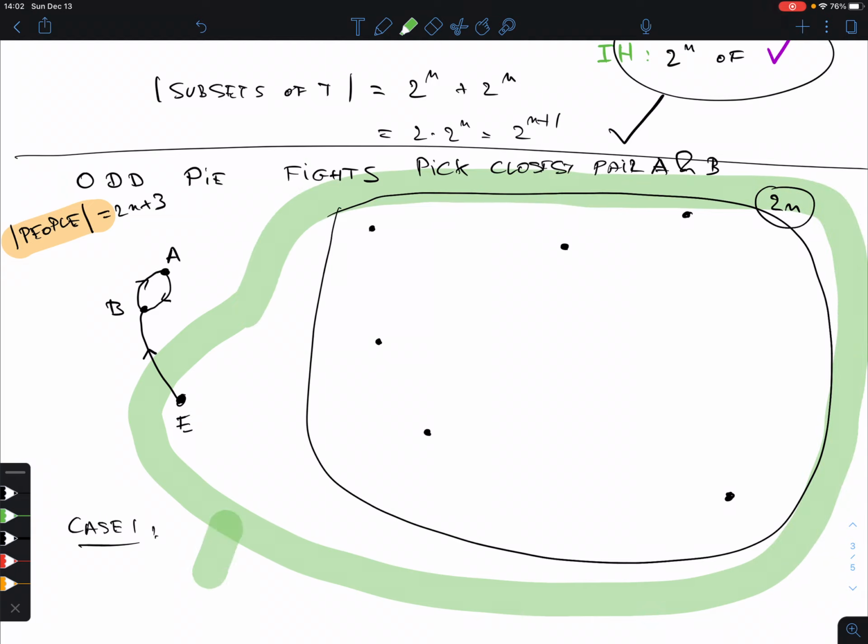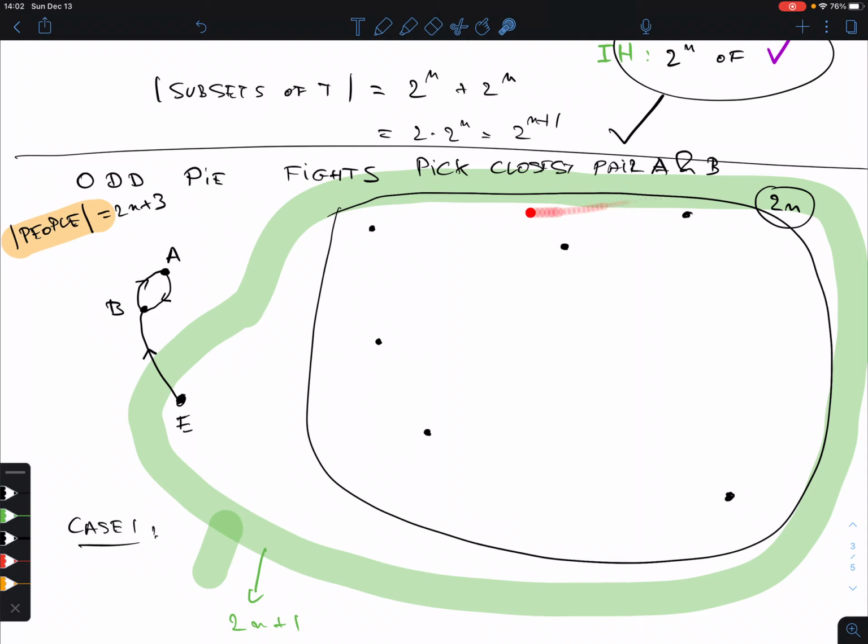How many people are in there? So 2n plus 1 people are in there, right? Because now I put Eve back in there. Okay, now let's think. The green, there are 2n plus 1 people. But we just said there are only 2n pies being thrown.